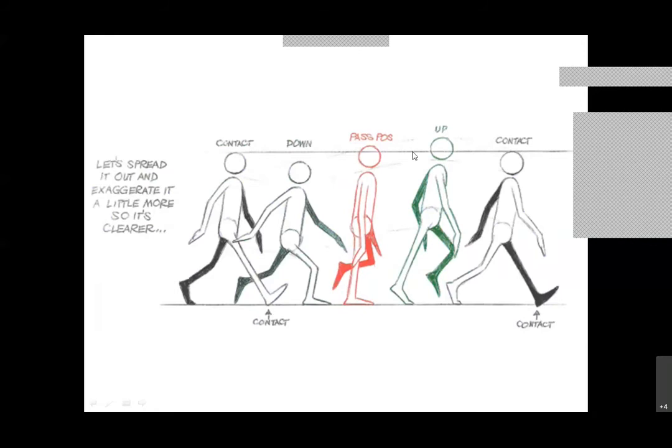The third is called the up, and this position is the highest position in the walk. Notice that this leg here that was once planted like this is now extended at its highest point, and then you have this leg which is bent.